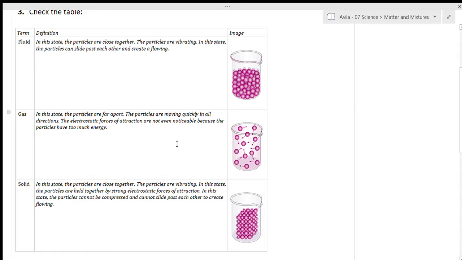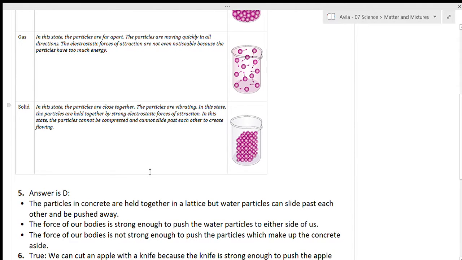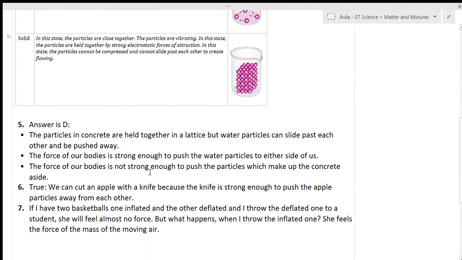So gas is the state where the particles are far apart. The particles are moving quickly in all directions. The electrostatic forces of attraction are not even noticeable because the particles have too much energy. And in the solid, the particles are close together. The particles are vibrating. In this state, the particles are held together by strong electrostatic forces of attraction. In this state, the particles cannot be compressed and cannot slide past each other to create a flow.